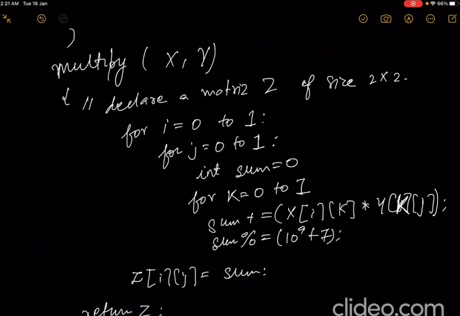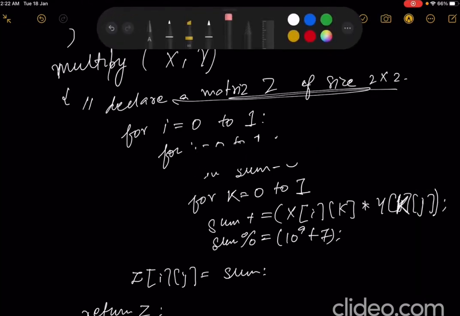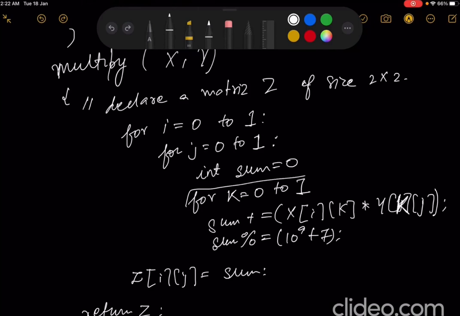Let us see the pseudocode for multiplying two matrices. Given two matrices x and y, we declare a matrix z of size 2 cross 2. Then for each i from 0 to 1 and each j from 0 to 1, we declare a variable sum, and using this sum we calculate the value of z of ij. We iterate k from 0 to 1, with sum plus equal to x of ik times y of kj. We take its modulo with 10 to the power 9 plus 7, set z of ij equal to sum, and finally return the matrix z.